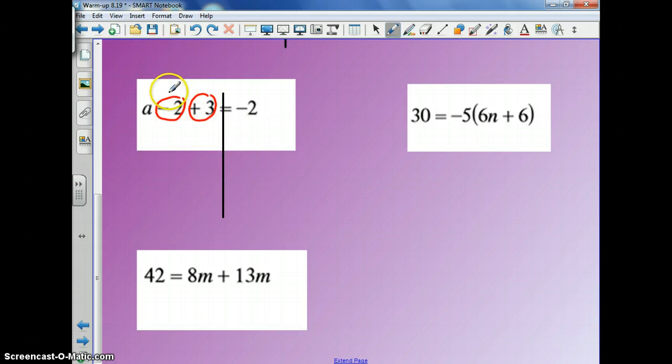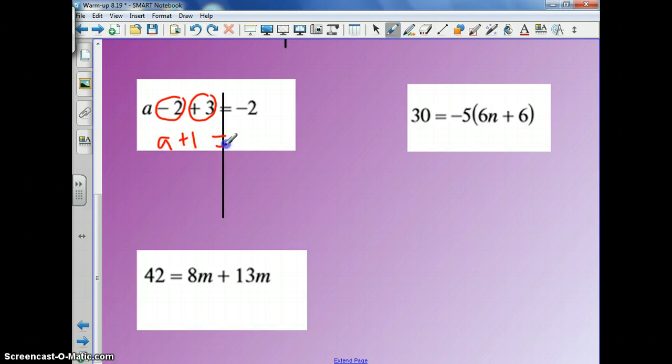Why would you combine negative and positive? Because they both are constants. Neither one of them has a variable, so you can put them together. Good question. You just can't put the a with them because none of them have an a. Very good question. What's negative 2 plus 3? 1.